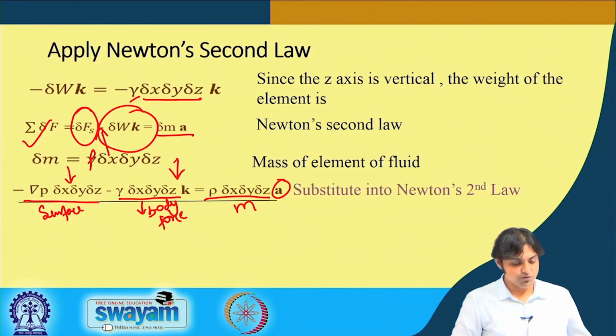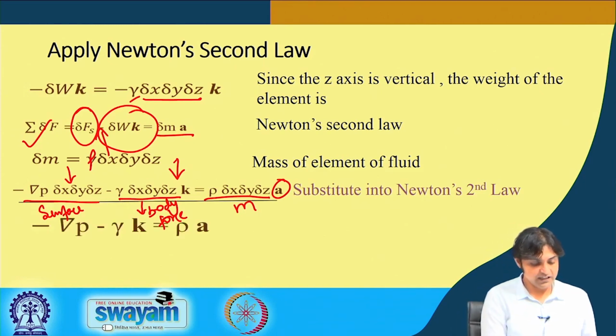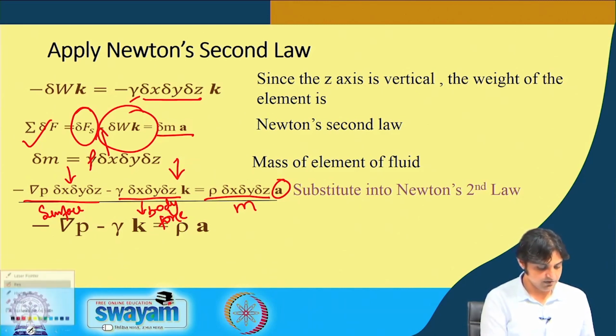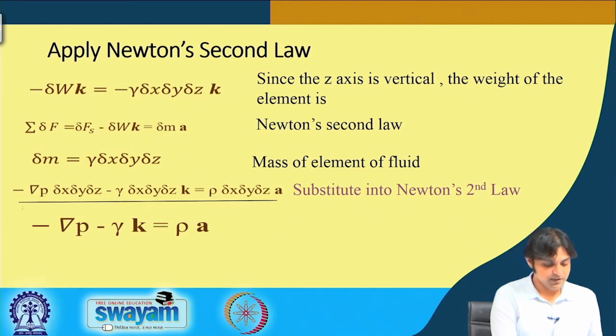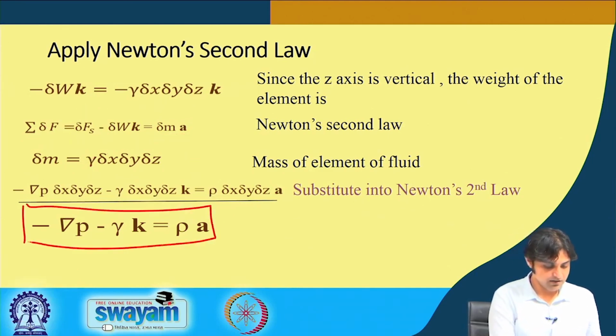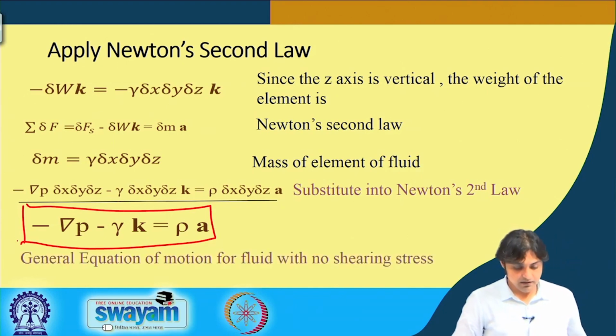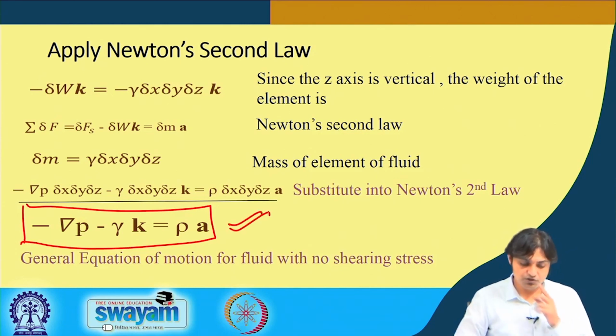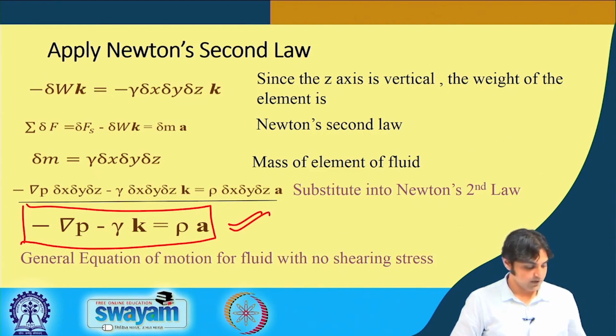So now substitute into Newton's second law. If you see, we can get delta x, delta y, delta z cancelled from everywhere. So the final equation, I will erase all the ink here, will be this. This is the general equation of motion for a fluid with no shearing stress. This is a very important equation, you should remember this. Great. Now, as you see in this equation, minus del p minus gamma k is equal to rho into a.